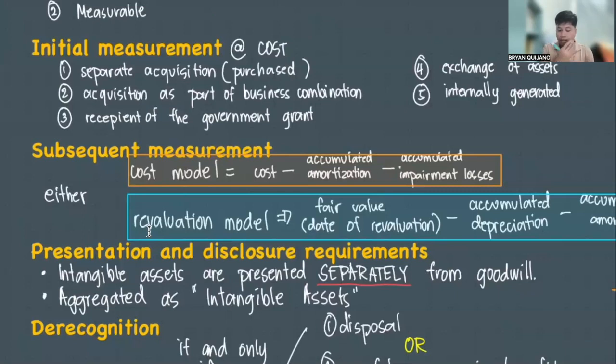The third one is that you're going to receive an intangible asset from a government grant. Then you can acquire a specific asset by exchange of assets. Then just like with tangible property, you can generate your own intangible assets internally.